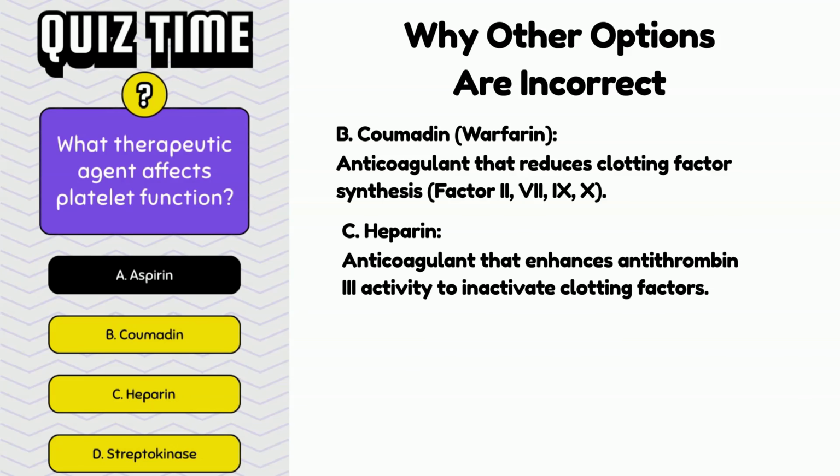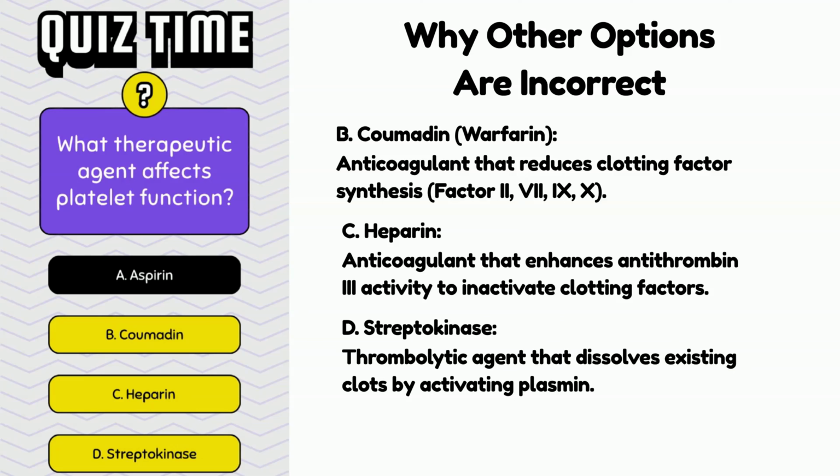C. Heparin. Heparin is also an anticoagulant, but it works by enhancing the activity of antithrombin 3, which inactivates several clotting factors, particularly thrombin and factor 10A. Heparin prevents clot formation, but it does not directly interfere with platelet aggregation or formation.